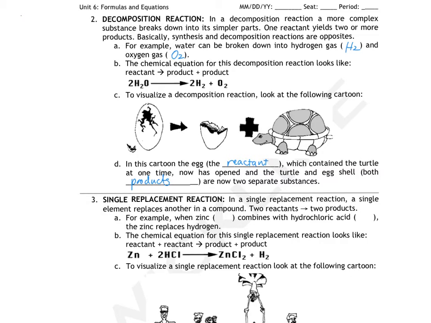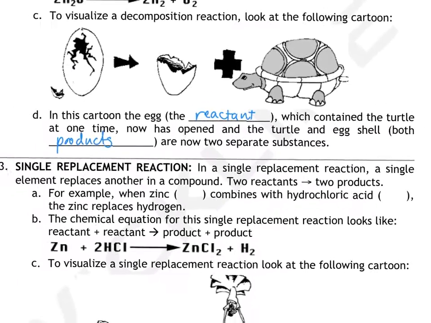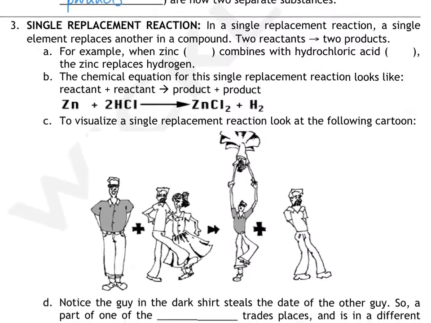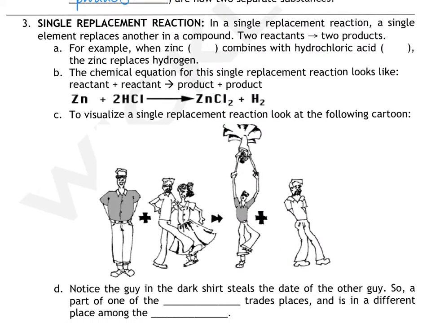Okay, let's do a single replacement example. In a single replacement reaction, a single element replaces another one in a compound. There are 2 reactants and 2 products. For example, if we were to use just some regular old zinc and combine it with hydrochloric acid, we would notice that we would get 2 new products. One of them would be zinc chloride, which is sort of like a white powder, but once it's dissolved, it's colorless. And we would also get hydrogen gas. So 2 reactants, 2 products.